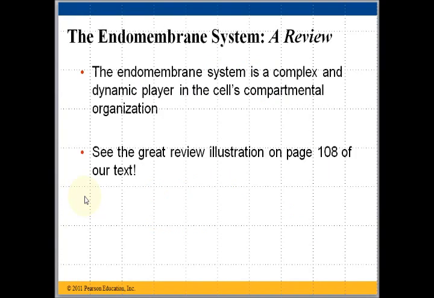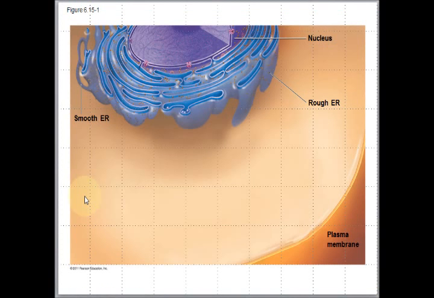On page 108 of our text is a great review illustration of all these various membranes and organelles, the endomembrane system. The endomembrane system is made up of a number of different organelles, a fairly complex system, and a pretty important part of the cell, and it helps organize the cell into different parts and compartments. Here we have a quick overview. The nucleus would be up here at the top. It is bound by what we call the nuclear envelope. That nuclear envelope is connected to the ER. Rough ER has the ribosomes. The smooth ER is without the ribosomes.